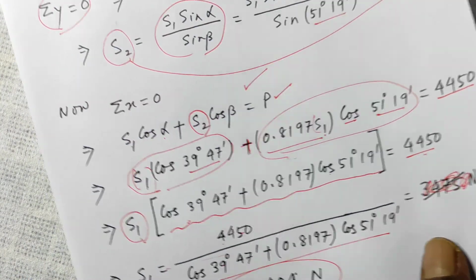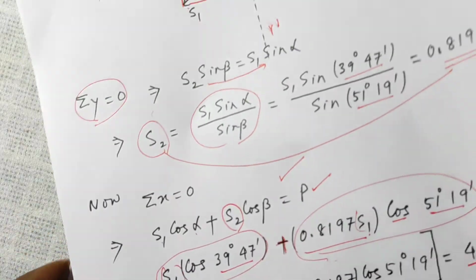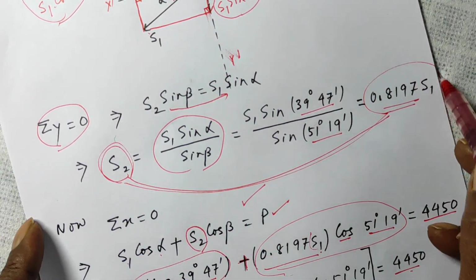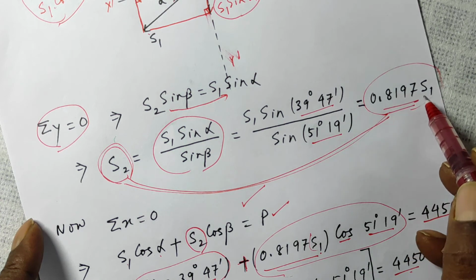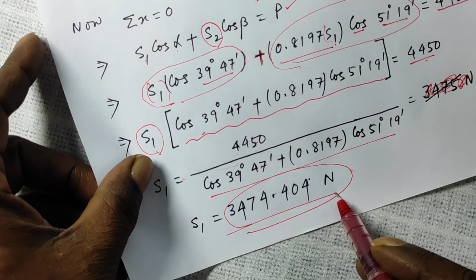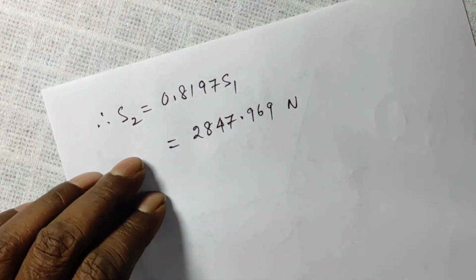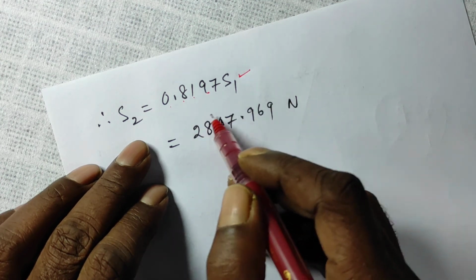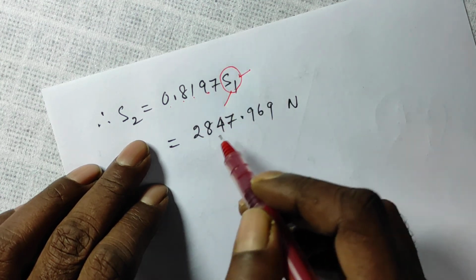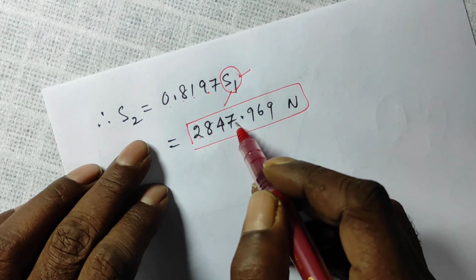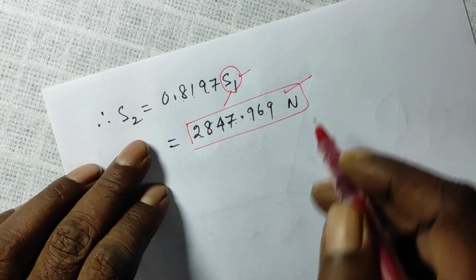So S1 is calculated. Now to find S2, S2 was calculated as 0.8197 times S1. Now put the value of S1 which you just calculated here. So your S2 comes out to be 0.8197 times S1. Put the value of S1 in a scientific calculator, and this comes out to be 2847.969 Newton.